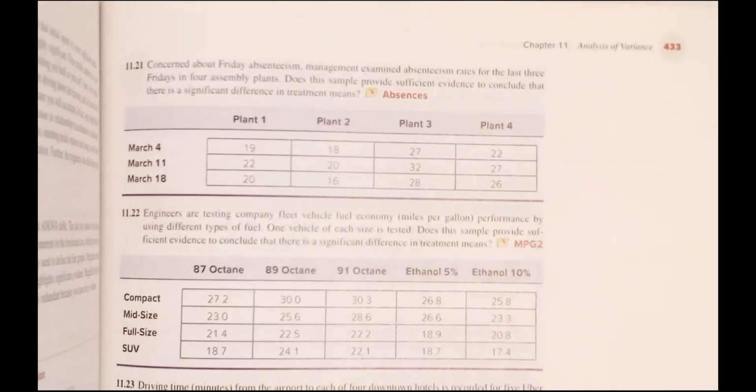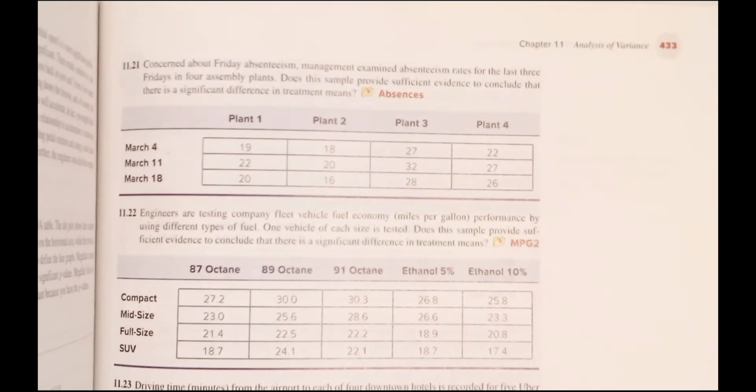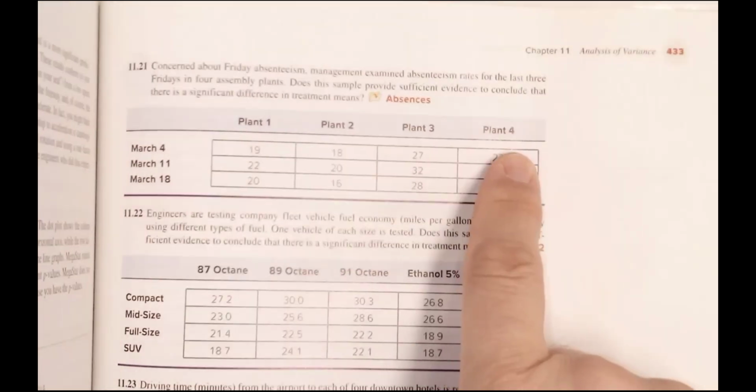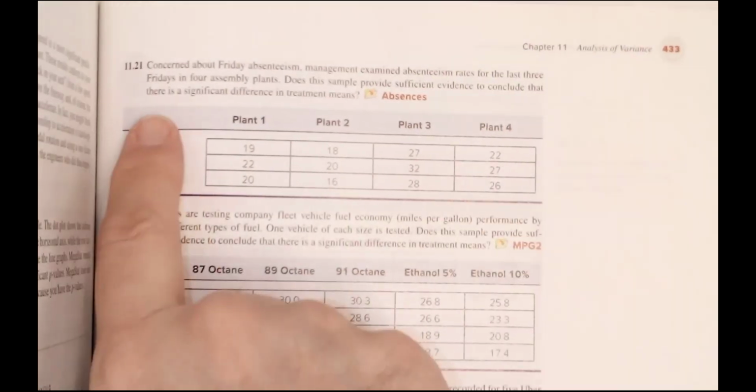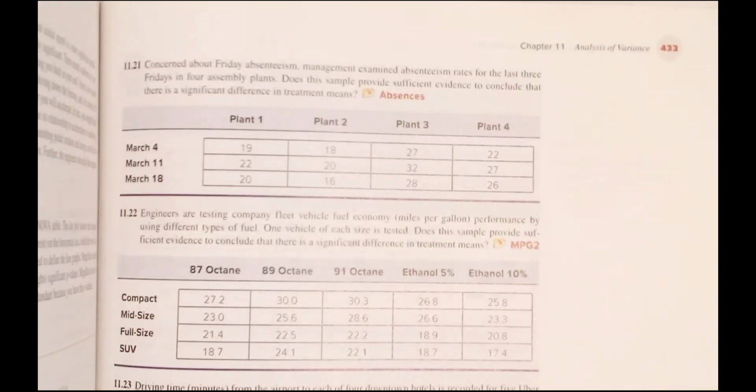So the first hypothesis is that there's no difference in absenteeism based on which plant. The second is that there's no difference in absenteeism depending on which Friday. So the plant doesn't matter, they're all equal. The date doesn't matter, they're all equal. The alternate hypothesis in both cases: at least one is different.